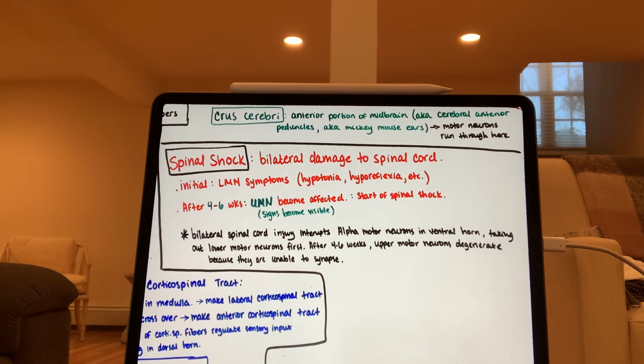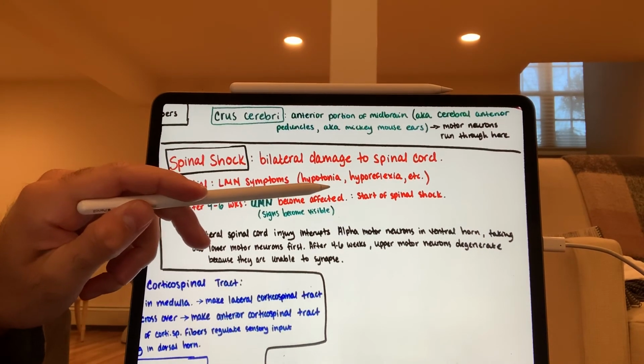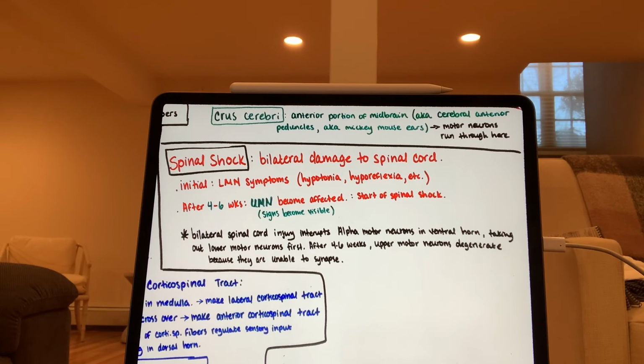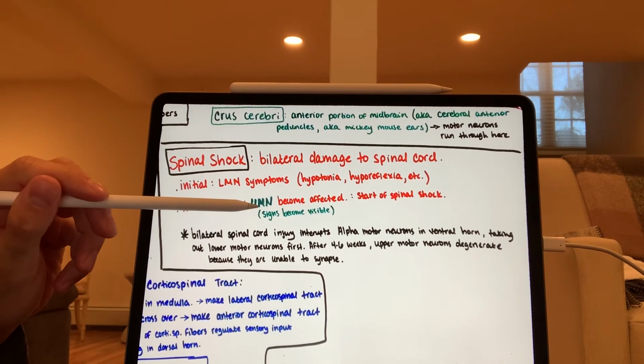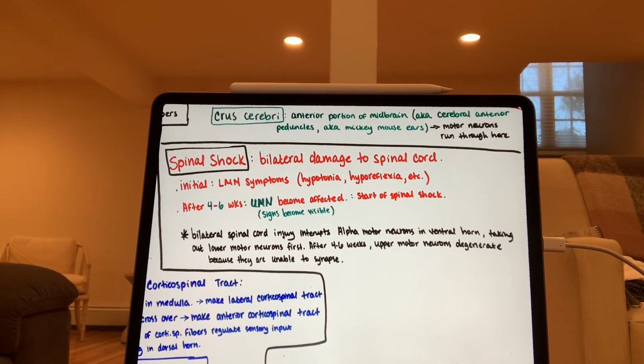The big ones that are considered lower motor neuron symptoms are hyporeflexia, hypotonia, and fasciculations. Basically, after 4 to 6 weeks, you'll then see upper motor neuron signs become visible. And this is when spinal shock starts.